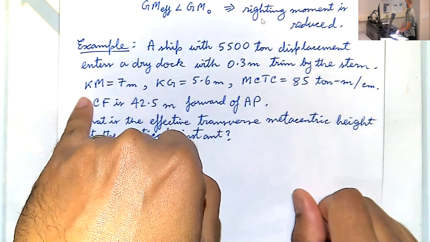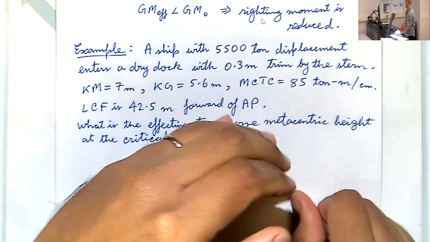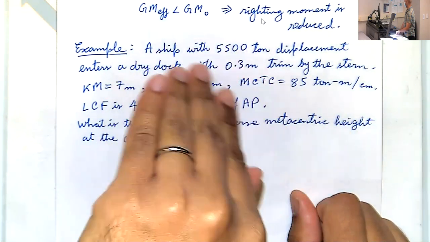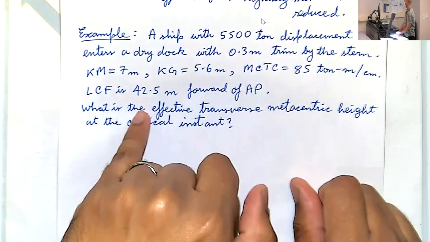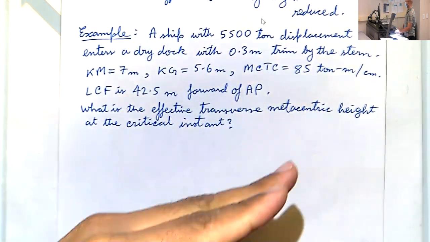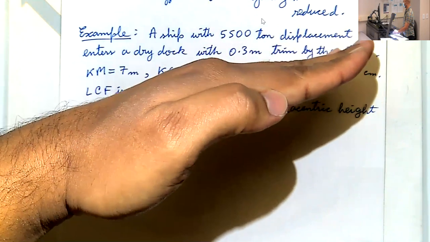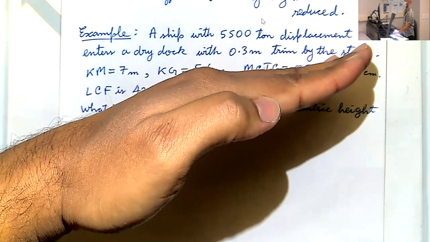You're given some data, KM, KG, et cetera. But let's ignore the numbers for a second and imagine. What is the effective GM at the critical instant? Okay, so what's happening at the critical instant? What's happening?